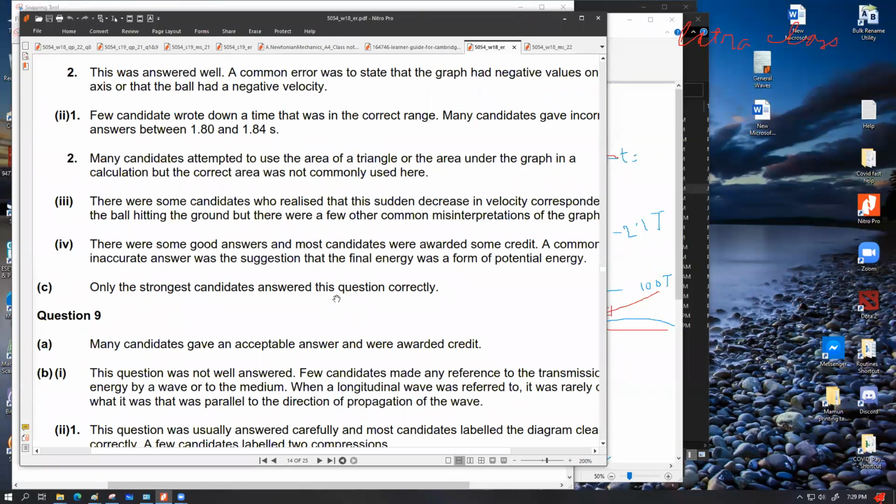The only strongest candidate answered this question correctly. So you have to know exactly what you're writing about, and you have to know by heart what that means, and that information cannot be equivocal.